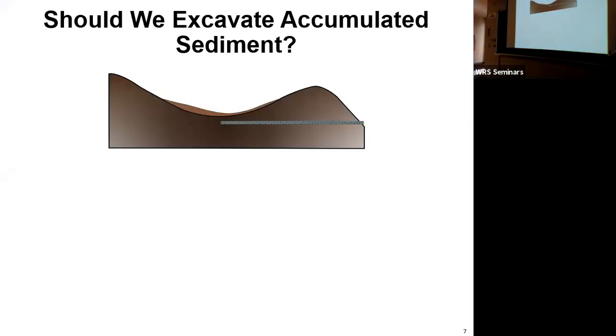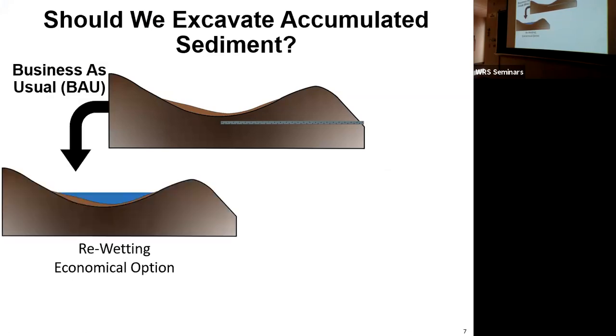Okay, so when we go to restore a wetland, we have a couple of options for how to do that. There's what I'm calling a business as usual option, or we could also call it a control, but I'm going to call it business as usual. Basically what you do here is you reverse engineer everything you did to drain the wetland. So you plug drainage ditches and break tile drains. And this then re-wets the basin. It's the most economical option because it involves the least effort.